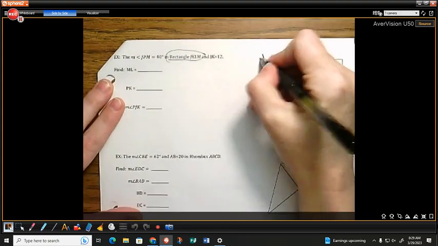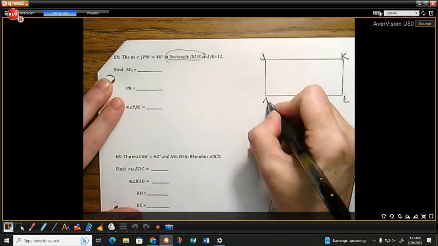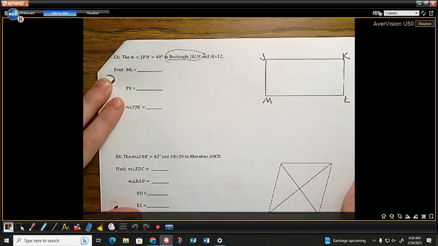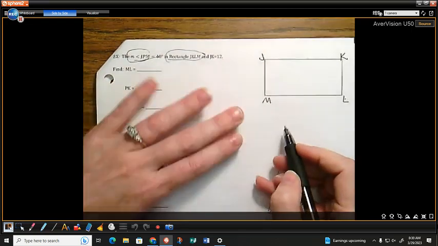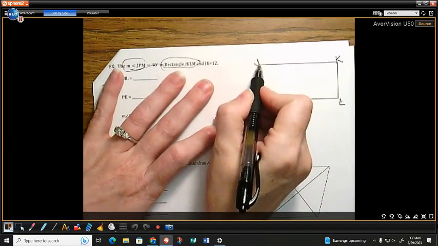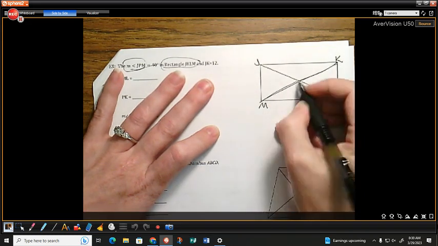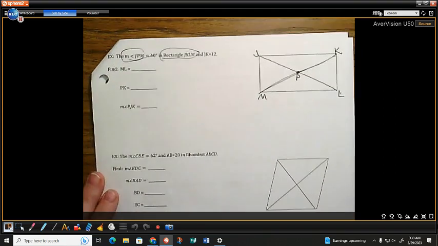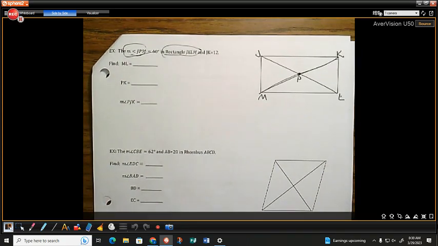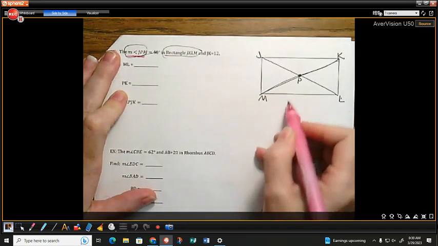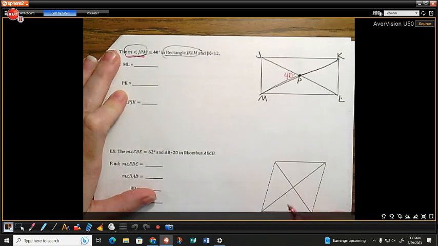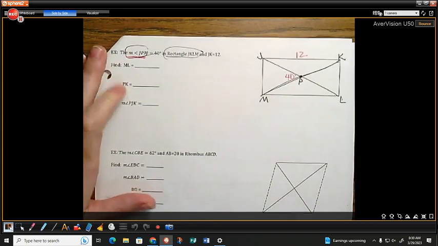Label it all. So I've got JKLM. Where's P? It's the point where the 2 diagonals intersect. Right there. Okay. And now suddenly you recognize the pattern. JPM is 40 degrees, and JK is 12.